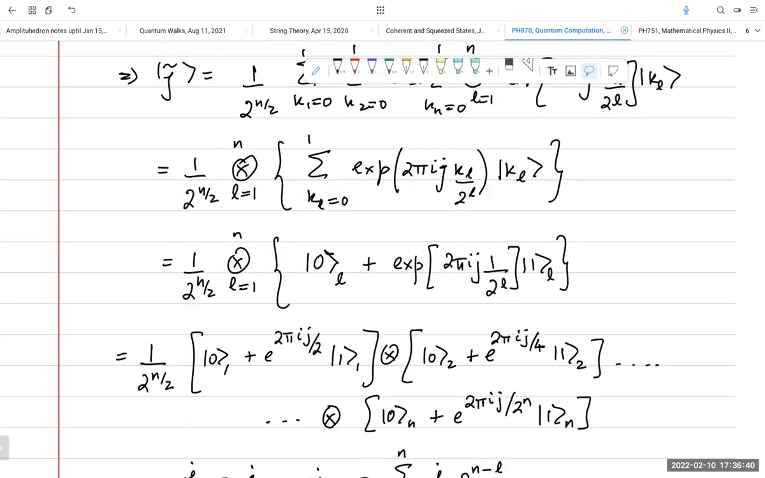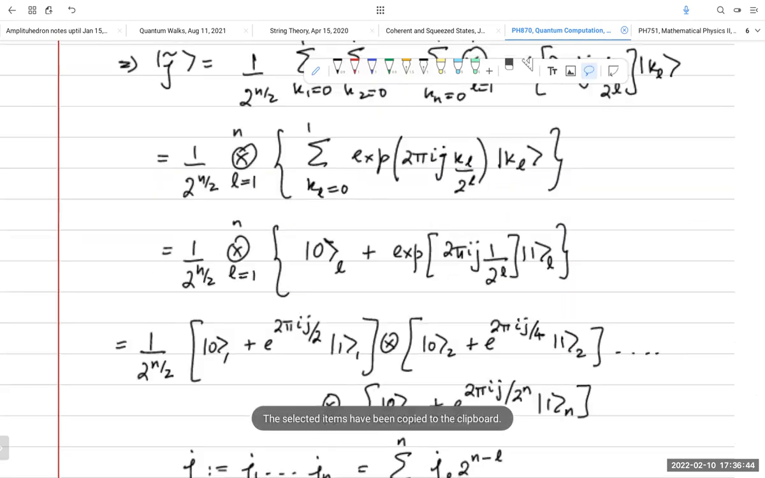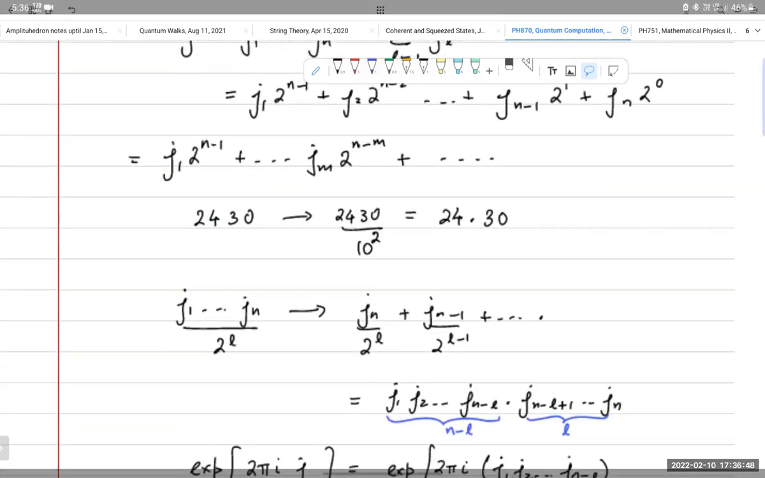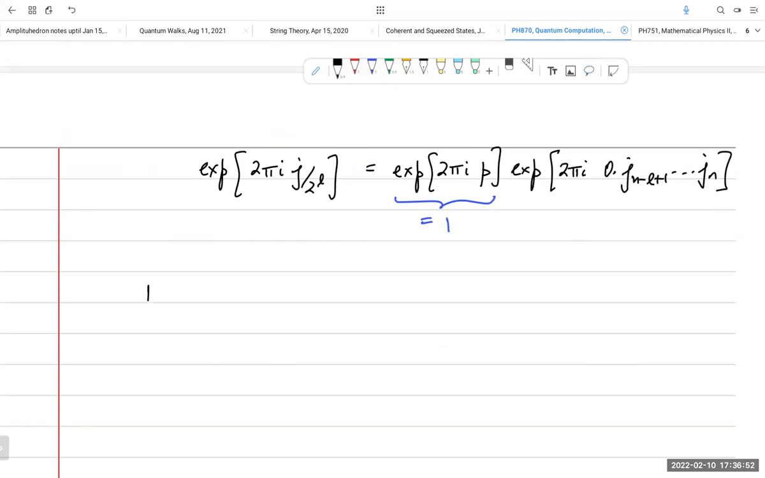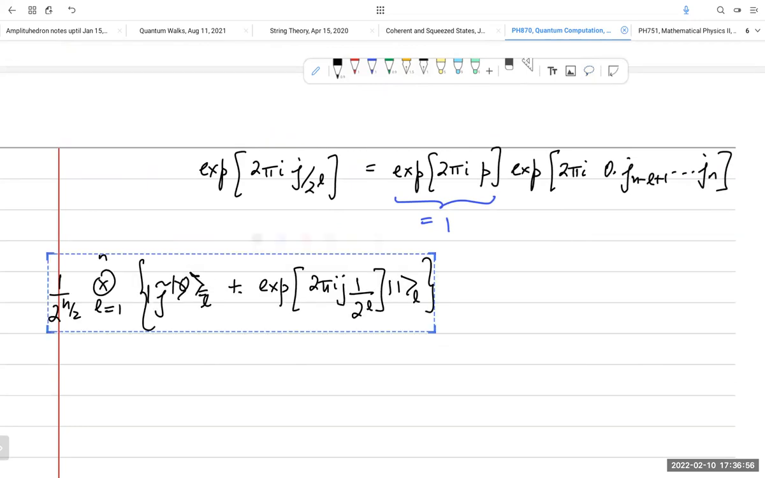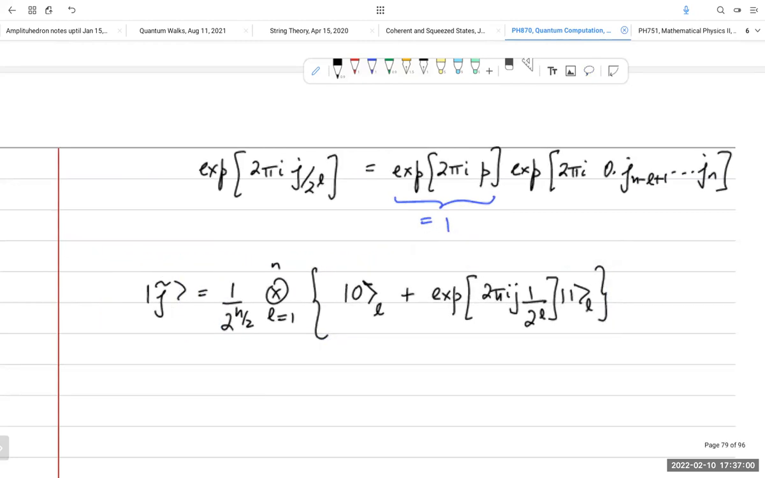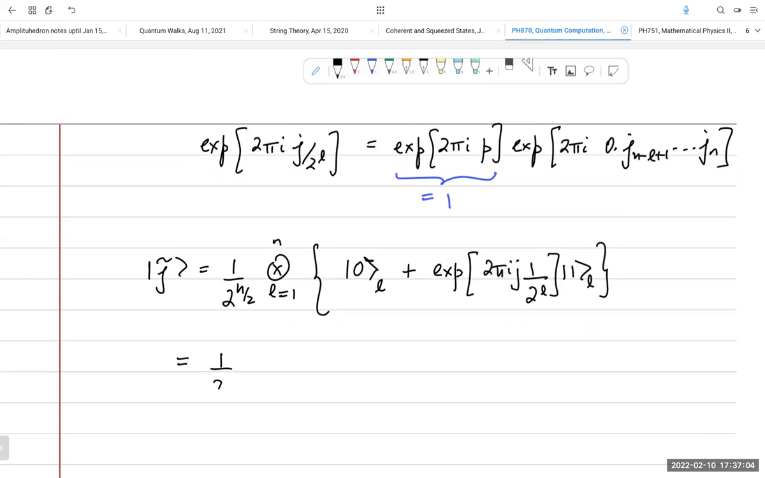So this expression here can be written as follows. So I get tilde j is equal to this object, and I can write that as 1 over 2 to the n by 2. First qubit, I get exponent 2 pi I, 0 dot, so which qubit do I get? I get n minus 1 plus 1. So I get Jn, 0 dot Jn, 1. This is the first term.